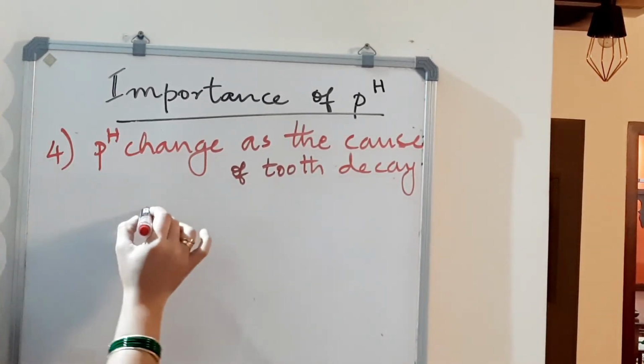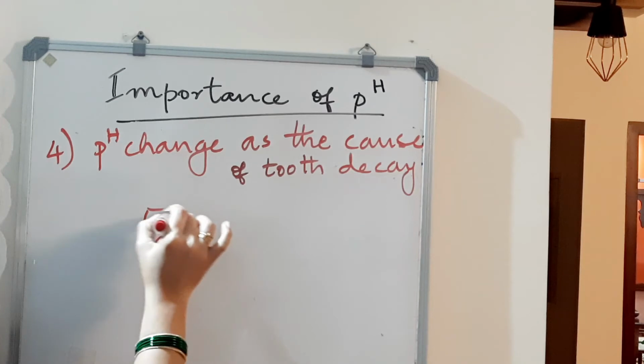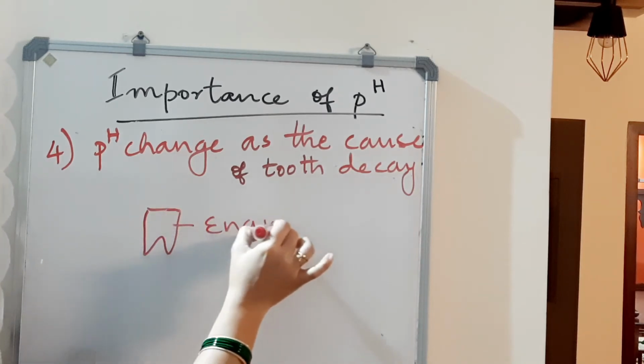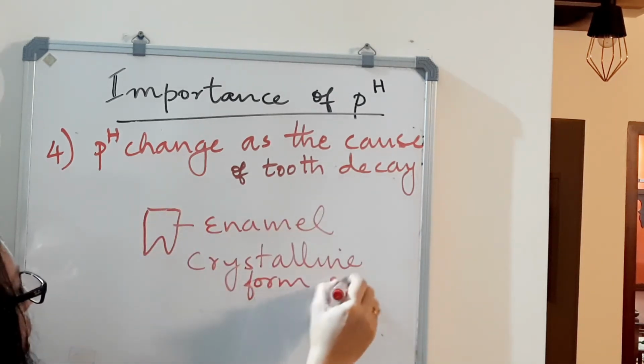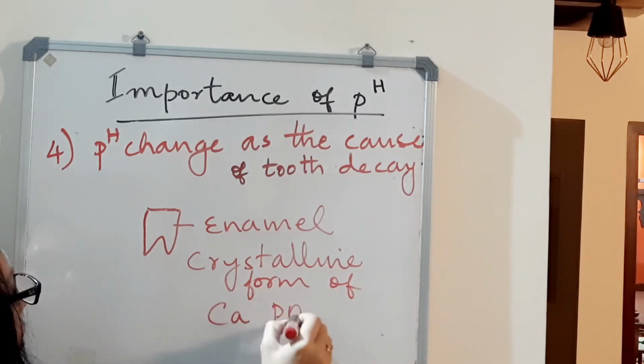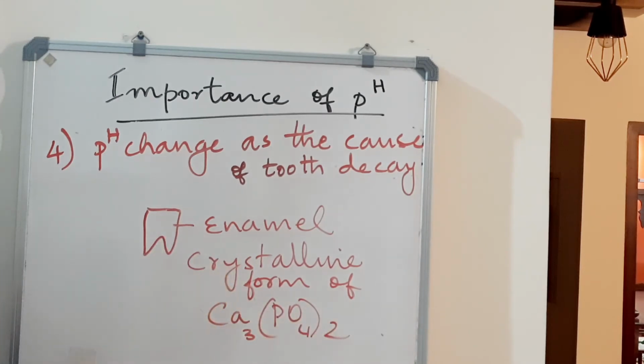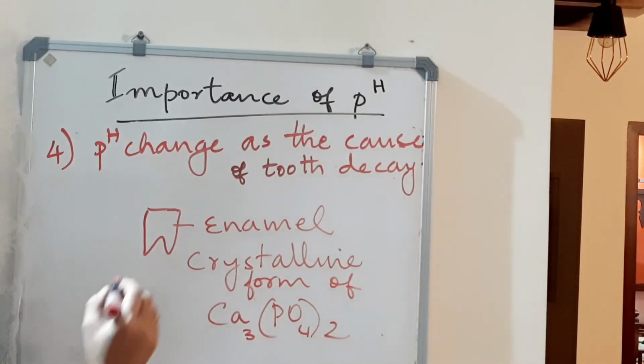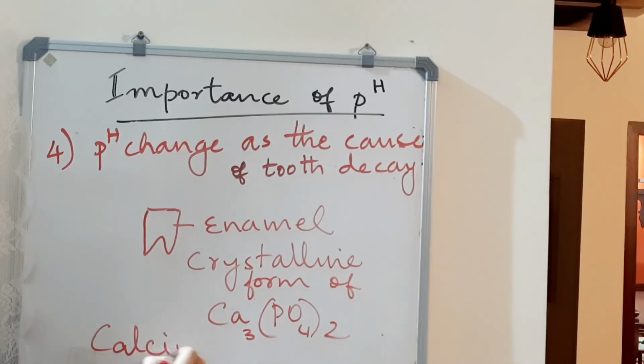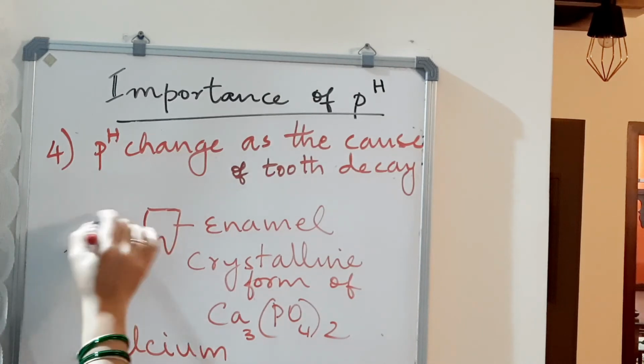The human tooth has an enamel, a crystalline form of calcium phosphate. The enamel is a crystalline form of calcium phosphate and it is known as calcium hydroxyapatite. This does not dissolve in water.